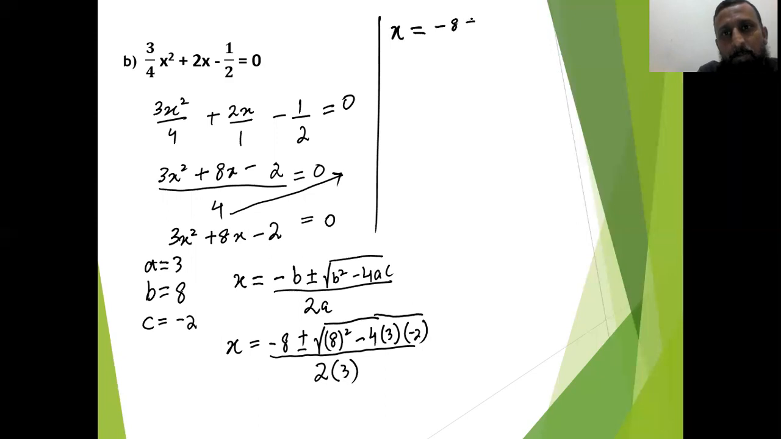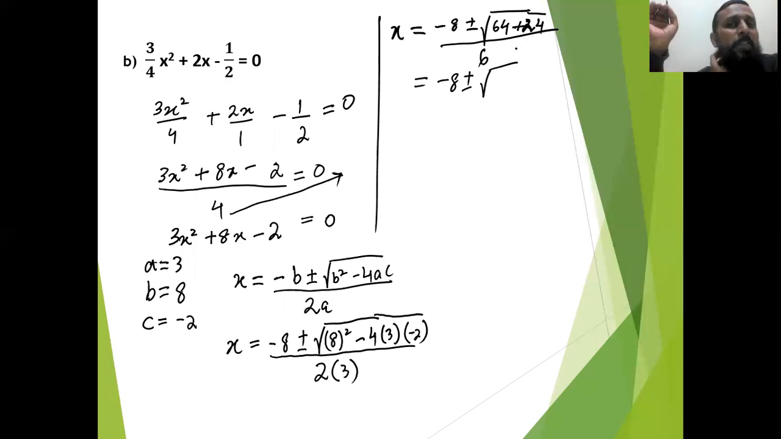Okay, furthermore, x equals negative 8 plus minus. Now 8 square is 64, and negative 4, 4 threes are 12, 12 multiplied by negative 2 makes negative, negative, negative becomes positive, and we have positive 24. All right, dear students, and 2 threes are 6. So what can we do now? Negative 8 plus minus, added the two numbers 64 and 24. 4 and 4 makes 8, and again 6 and 2 also makes 8.